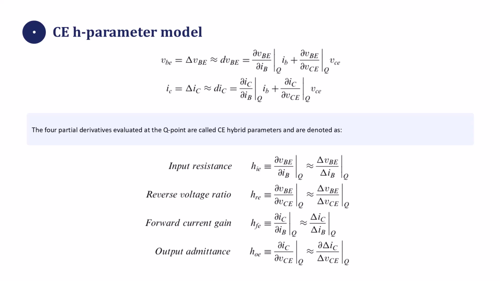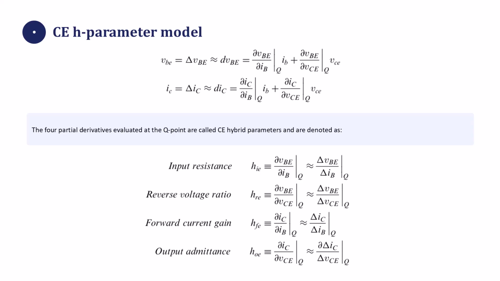HFE is the forward current gain, the partial derivative of IC with respect to IB holding VCE constant. This is the parameter most of you already know informally as beta, the transistor's current gain, and HOE is the output admittance, the partial derivative of IC with respect to VCE holding IB constant. It is the reciprocal of an output resistance.